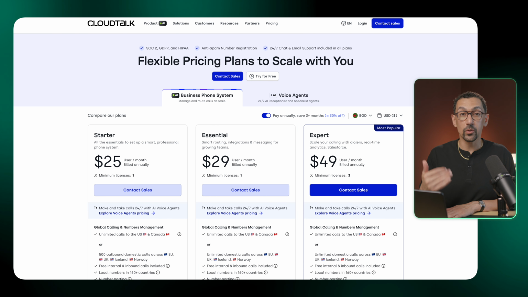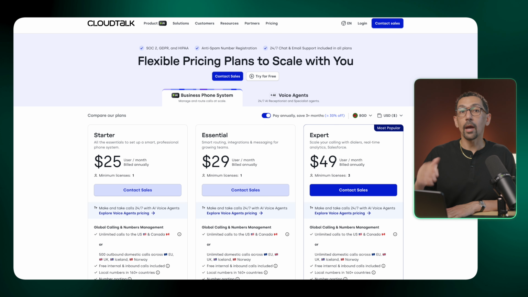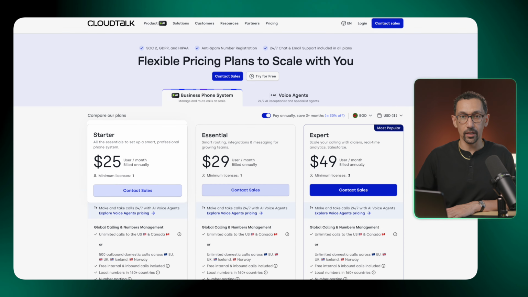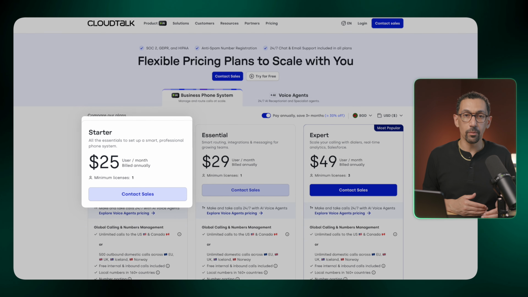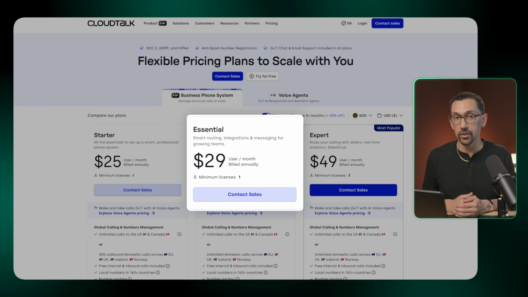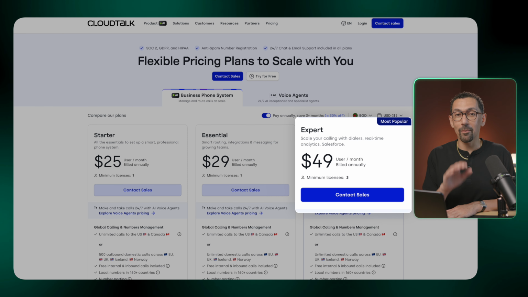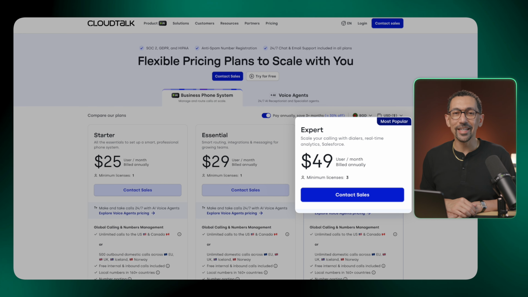Now, with CloudTalk, the pricing is all inclusive. We're talking about the AI, the phone system, the routing, the CRM sync. It's all in the same plan. So let me break this down for you as clearly as I can, because this is where the comparison gets really real. CloudTalk's phone system is priced per user per month, and we're gonna take a look at the annual billing. The starter plan is $25 a month, Essential is $29 a month, and the Expert, which is their most popular plan, starts at $49 a month.